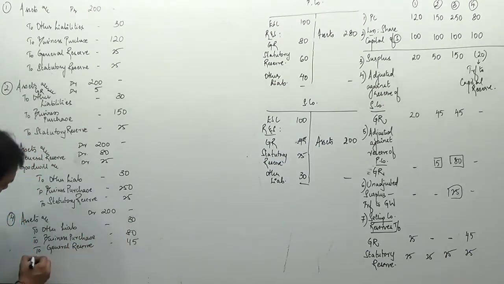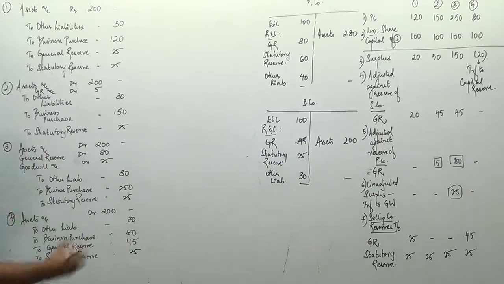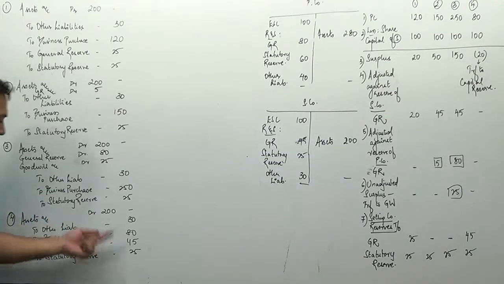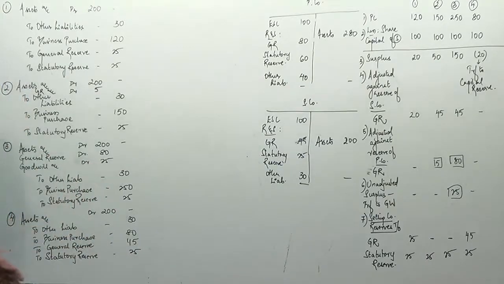45 general reserve, and I am also taking over statutory reserve of the selling company, 25. Still the entry does not tally. 200 debit. Now check your credits. 150 plus 30, 180. I'm still not satisfied with this because I'm still not getting the entry to tally.